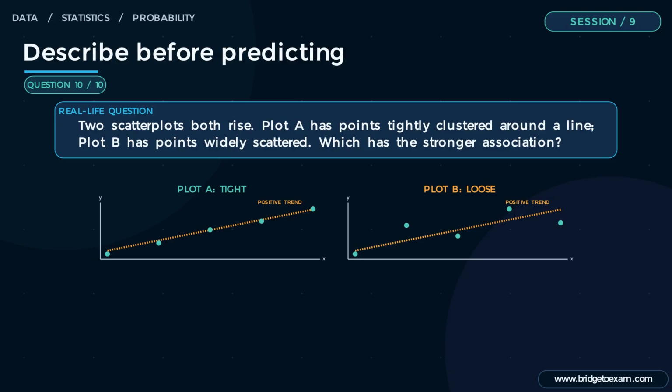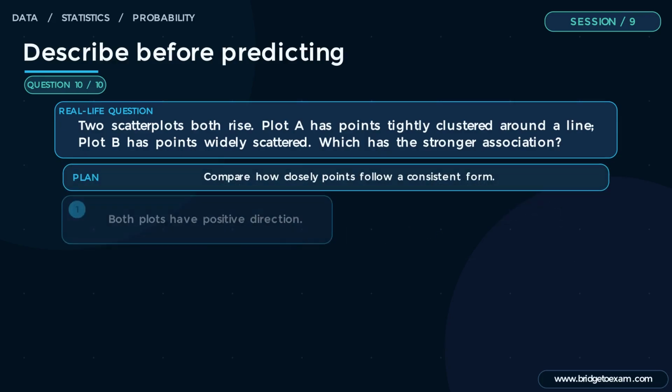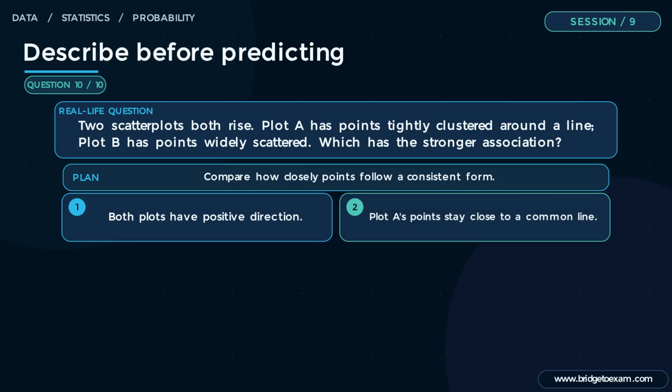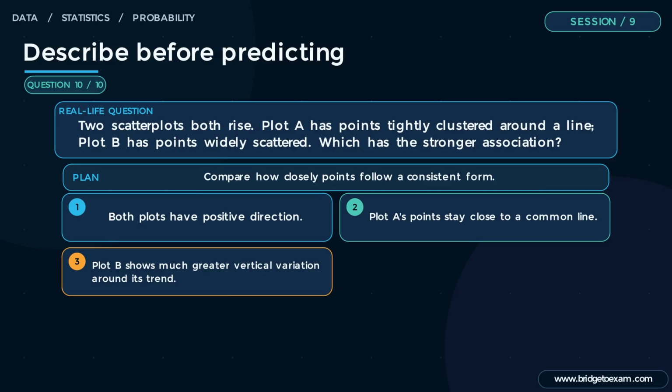The paired scatterplots make association strength easy to compare. Plan. Compare how closely points follow a consistent form. Step 1. Both plots have positive direction. Step 2. Plot A's points stay close to a common line. Step 3. Plot B shows much greater vertical variation around its trend.